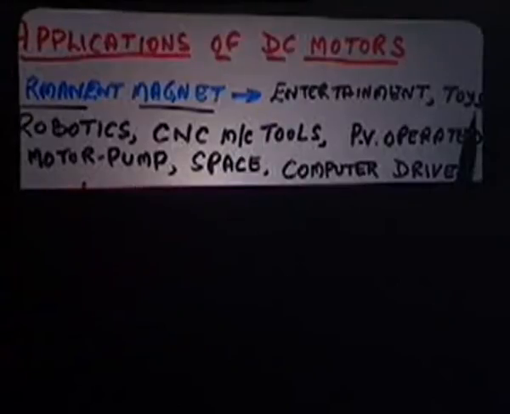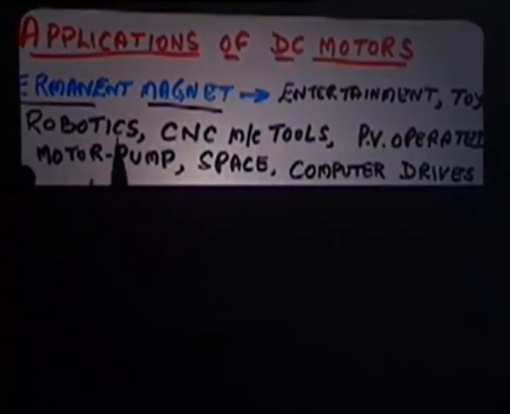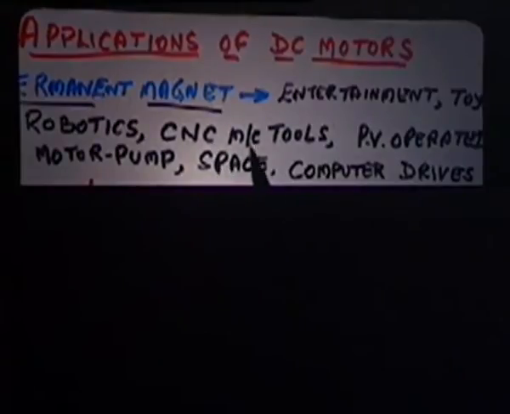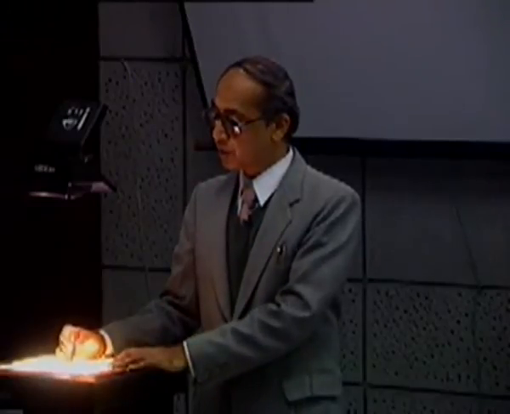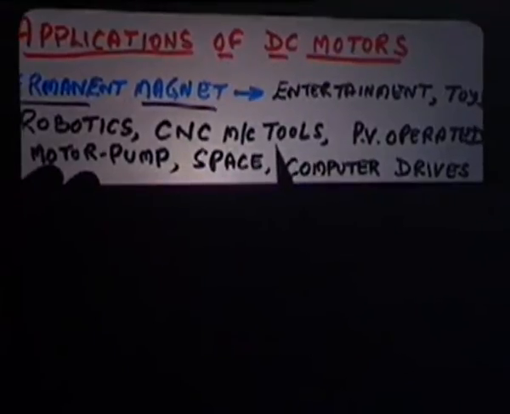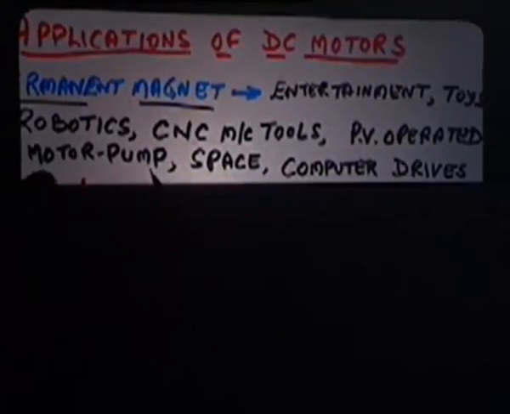Then they are used in toys, battery operated toys, they use permanent magnet motors. They are used in robotics, widely they are used for operating in the robot machine, and computer numerical control machine tools. In most of the machine tools which computers are controlling the machines, so they are called CNC, computer numerical control machine tools. They are also used in PV operated motor pump systems. They are widely used in space applications which use DC power from the photovoltaics. They are widely used in computer drives, all the floppy drives and so on.